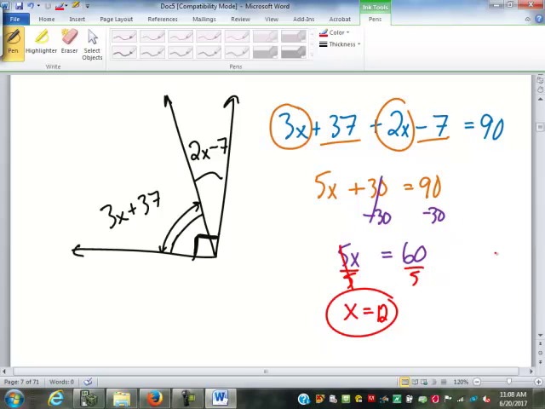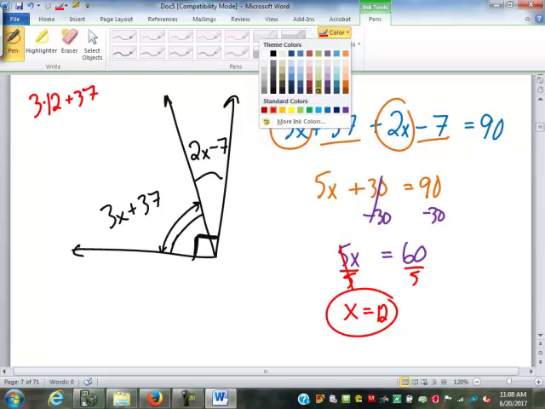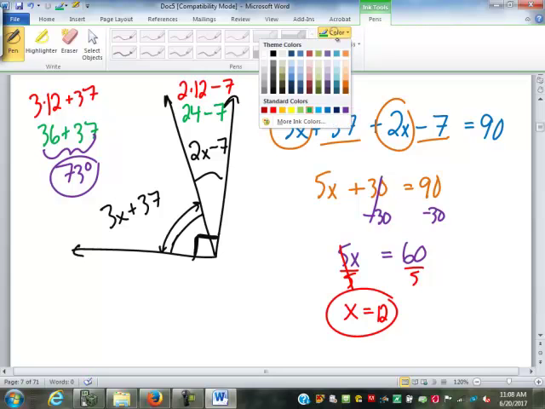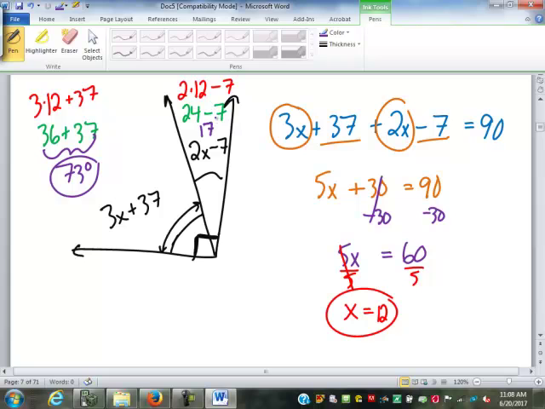Now I will go back and find the angles here. I didn't necessarily say what I was looking for, but let's find the angles. So 3x plus 37 is 3 times 12 plus 37. And now it's order of operations. 3 times 12 is 36 plus 37. That's 73 degrees. Over here, 2x minus 7. Well, 2 times x is 2 times 12, minus 7. 2 times 12 is 24, minus 7, that's 17 degrees.